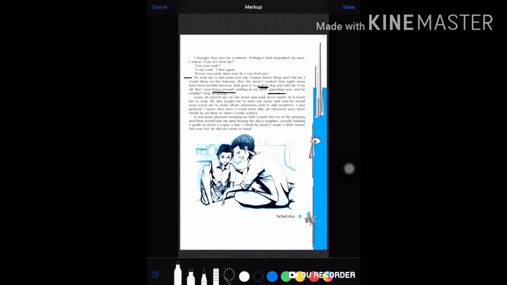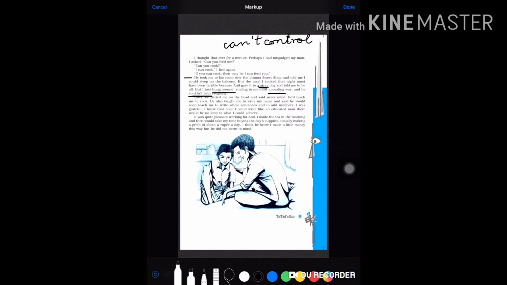And he couldn't help laughing. What do you mean by this phrase, couldn't help? You know, this is a very important phrase. So many times you will find it. Couldn't help means can't control. Yes, it means can't control over something. Means I could not control my laughing.